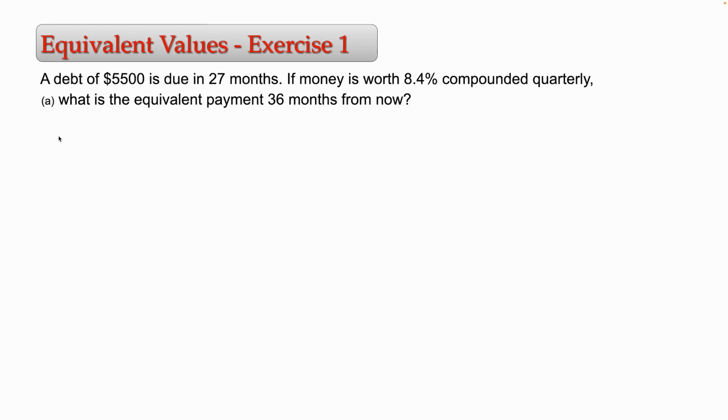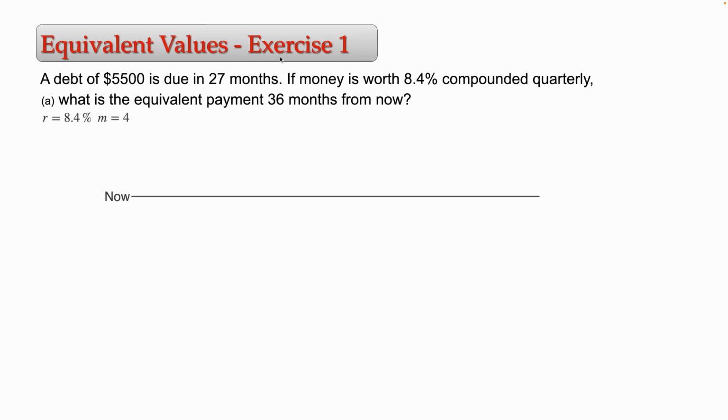So we are going to type here R equal 8.4%, and it's compounded quarterly. So we are going to be counting quarters. So I'm going to type that there are 4 compound periods per year, so M equal 4. If we think of time as a line, now will be a point at the beginning of this line.